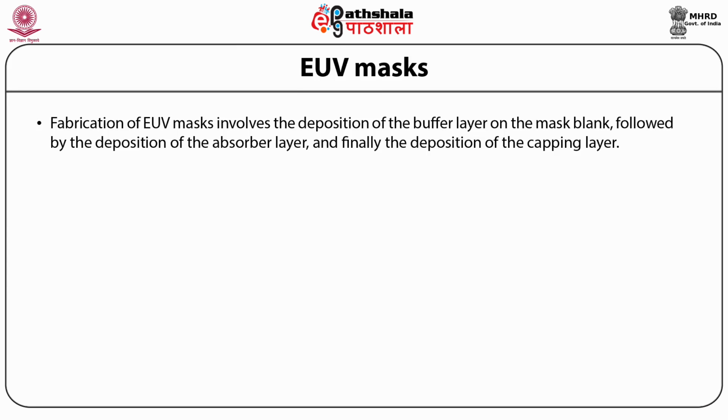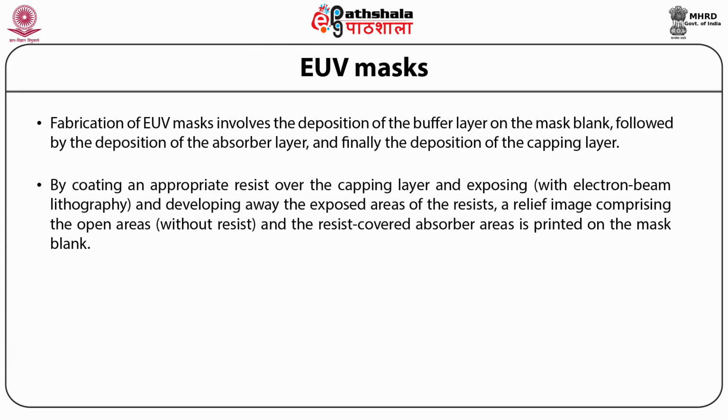So, fabrication of the EUV mask involves the deposition of the buffer layer on the mask blank, followed by the deposition of the absorber layer, and finally we deposit the capping layer. By coating an appropriate resist over the capping layer, exposing with electron beam lithography and developing away the exposed areas of the resist, a relief image comprising the open areas without resist and the resist covered absorber areas is printed on the mask blank.